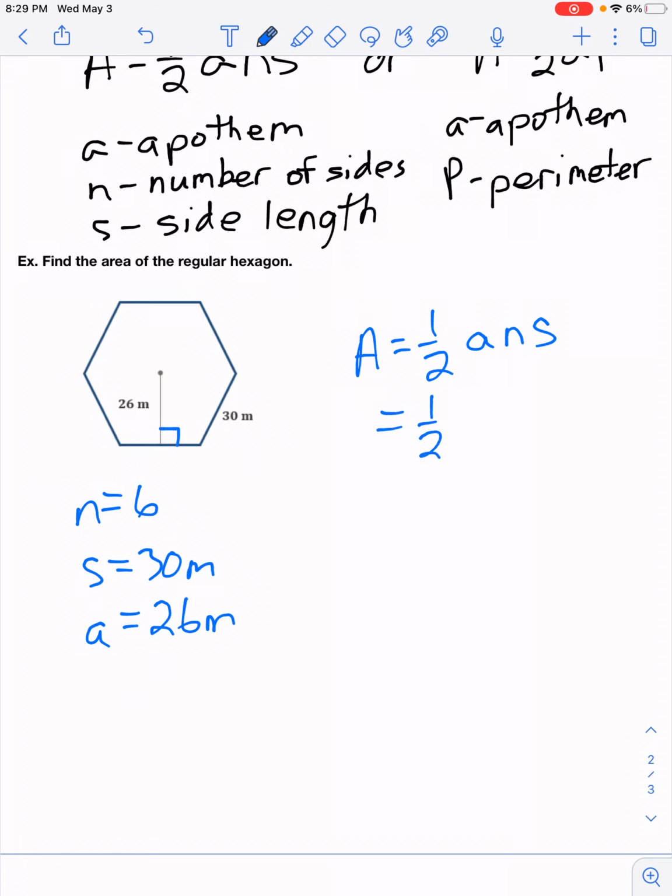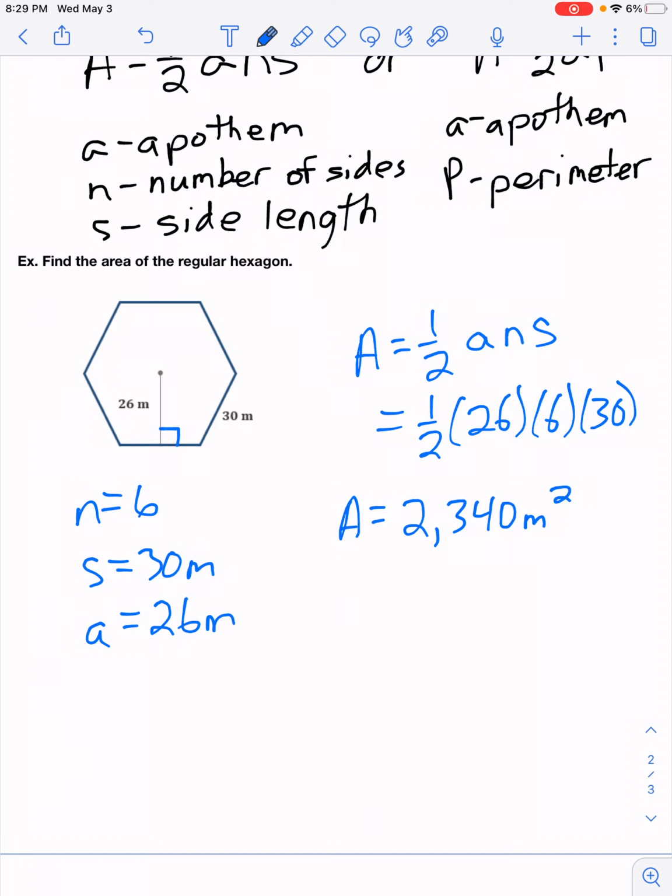I would do 1/2 times 26 times 6 times 30. I would then just go to my calculator and type that in. Whether you want to do 0.5 times that or multiply it all together and then divide by 2, it doesn't matter either way, kind of like we did with a triangle or trapezoid. And when we multiply that all together for the area, we would get 2,340. Once again, as we've been talking about, our label there would be meters squared.